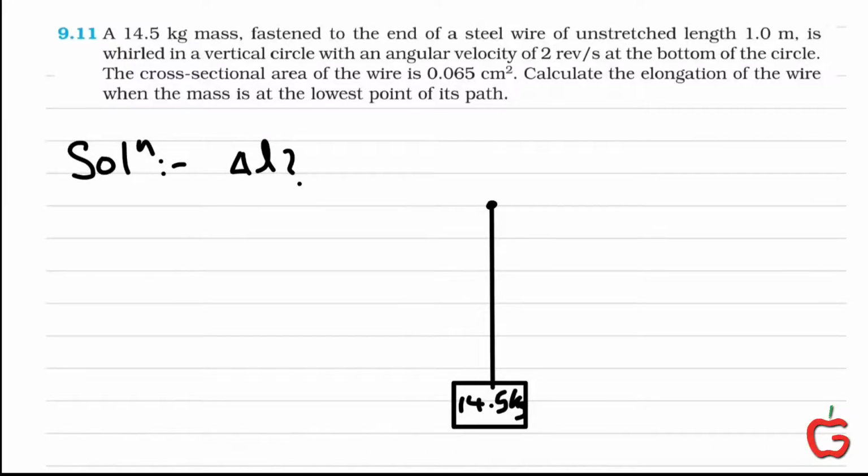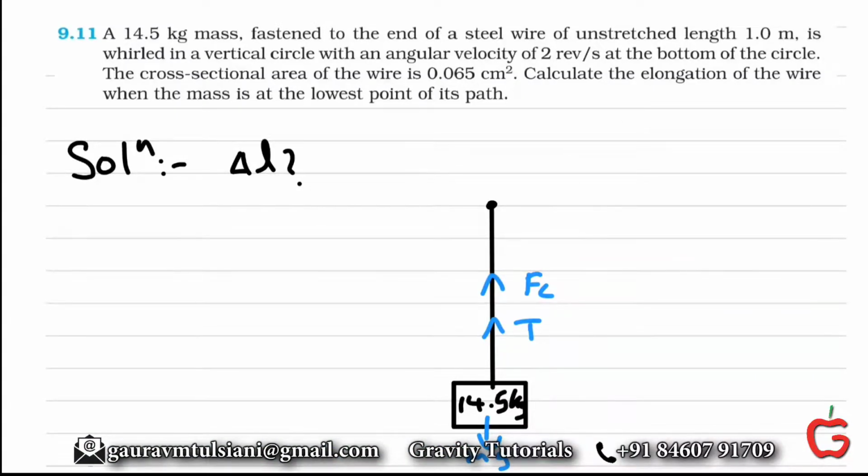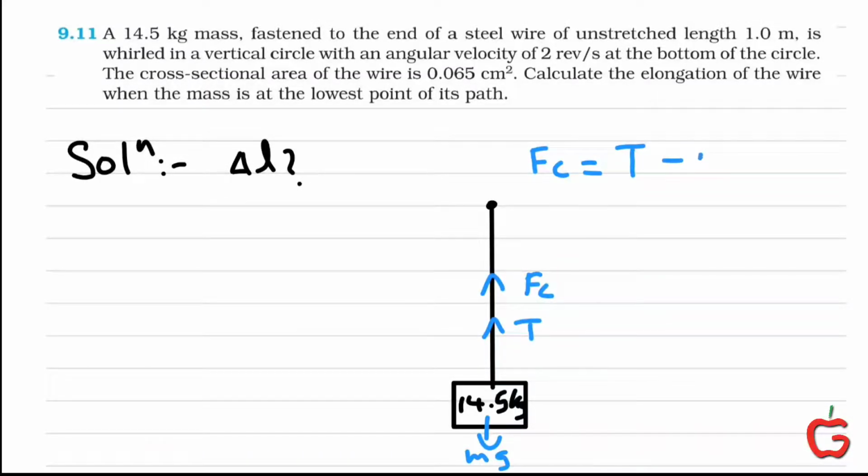So at its lowermost position, the forces experienced are a downward gravitational force, that is mg. Now centripetal force has to be provided to this wire in order for it to rotate. So centripetal force here is Fc. The wire is also tensed. So the centripetal force, that is the force towards the center, is T, and that away from the center is mg. So the centripetal force is T minus mg. Therefore tension in the wire is centripetal force plus mg.